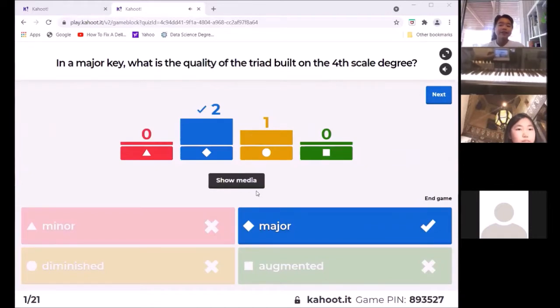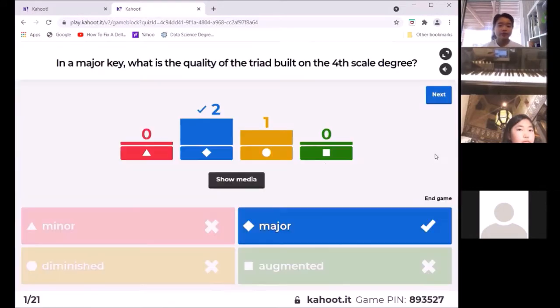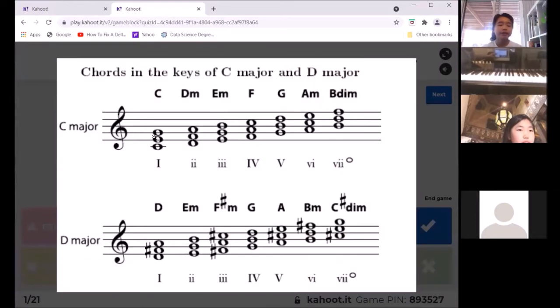Okay, good job. So for this one, we're going to look at the scale degree triads in major keys. Over here we have an image with the qualities of each triad. If we just look at C major, for example, the fourth scale degree would be the F major triad. And you can tell from this that because it's capitalized, it's a major triad.